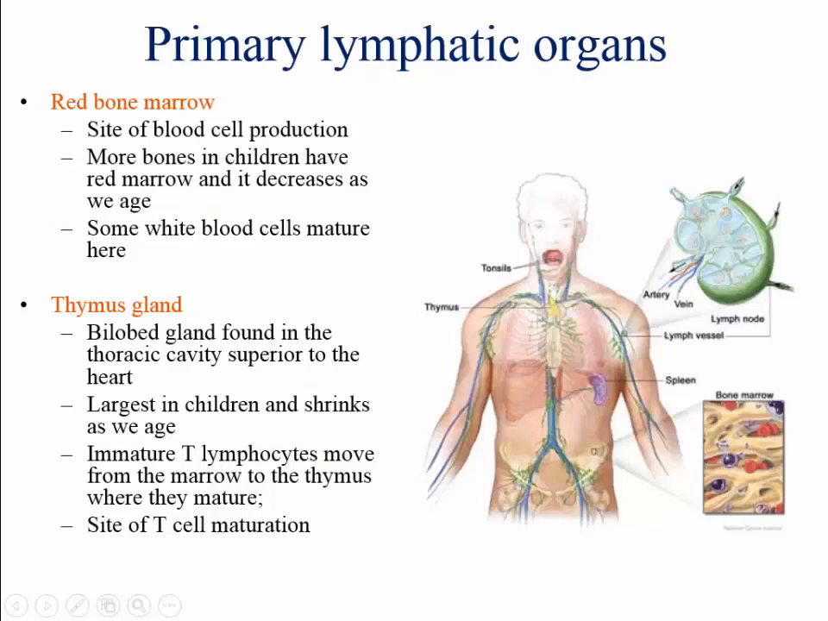Primary lymphoid organs, such as the bone marrow, are the site of all blood cell production. For example, there's more red bone marrow in children, and this bone marrow will actually decrease as we age. In the bone marrow, some white blood cells actually mature, such as our B cells. The thymus gland, however, is where our T cells are going to mature. It is indeed largest in children and shrinks as we age. Immature T cells, after they have moved from the bone marrow, will enter the thymus gland and mature there.